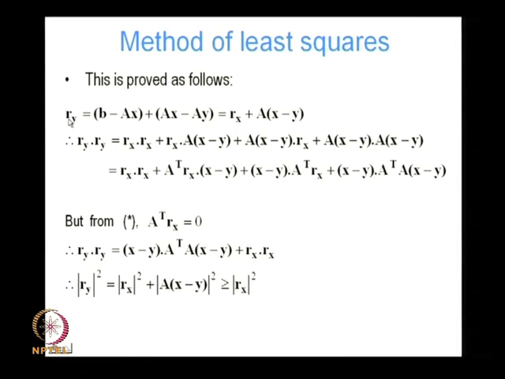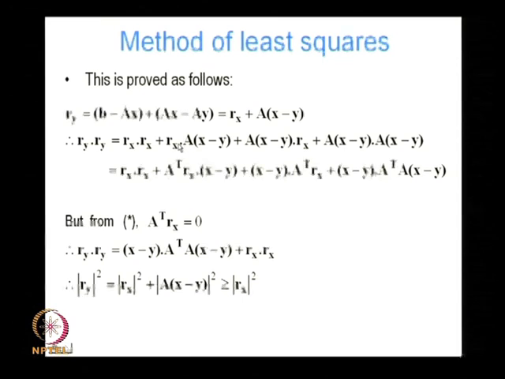I take the dot product, the inner product, on both sides. So ry dotted with ry is equal to rx dotted with rx, plus rx dotted with A(x minus y), plus A(x minus y) dotted with rx, plus A(x minus y) dotted with A(x minus y), where A(x minus y) I am treating as a vector, because a matrix operating on a vector always gives me a vector. So this is a vector dotted with that.